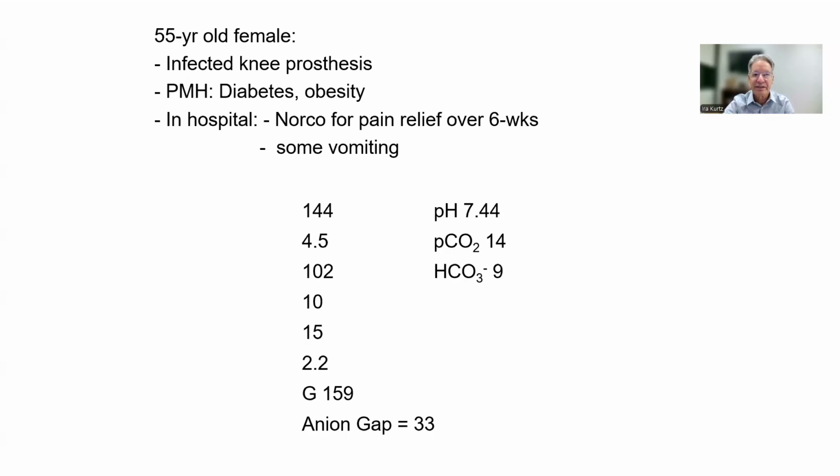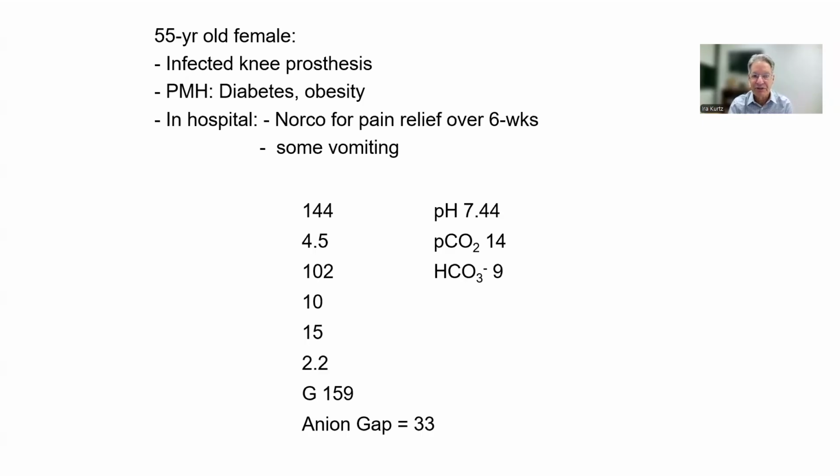So the first case is a 55-year-old woman who had an infected knee prosthesis. As far as her past medical history, she was diabetic and obese, and she was in hospital and treated with Norco for pain relief over a 6-week period, and she had some vomiting.